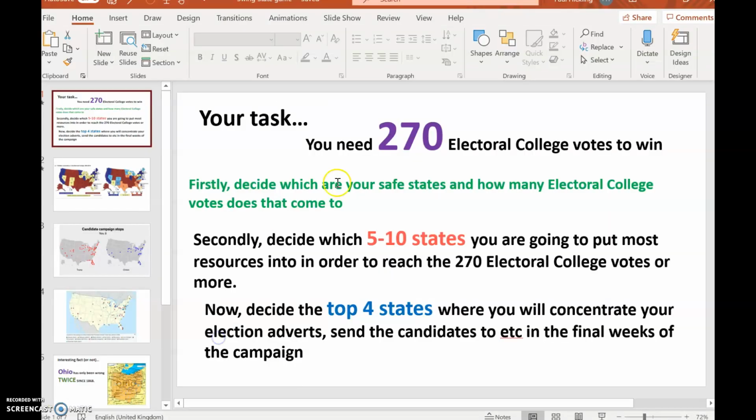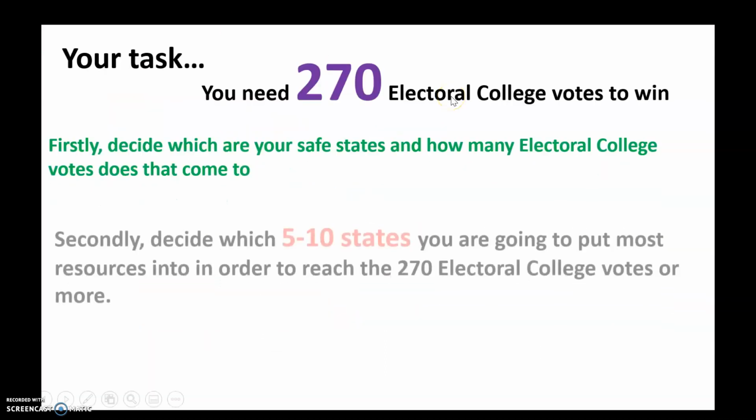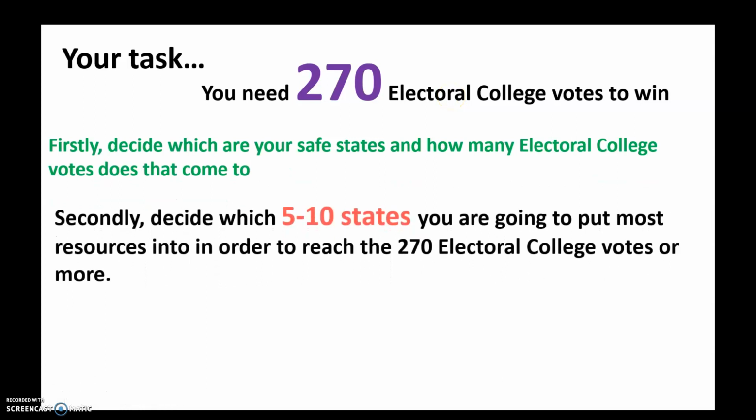Now, to help you do this, what I suggest you do is that you try and have literally 5 to 10 states which you think could flip one way or the other. Bearing in mind in 2020 the Republicans are on the defensive because they've already got the White House. The Democrats are more on the offensive.